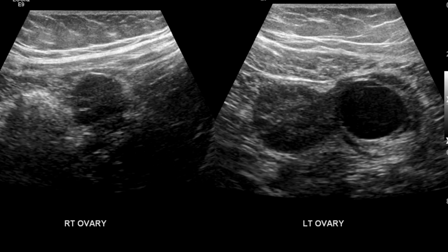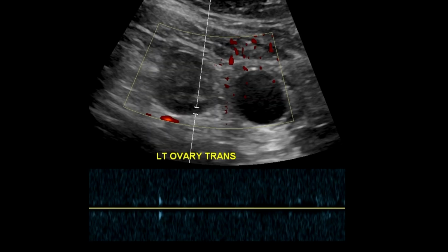All right, next case, image 1 of 2. Image 2 of 2.